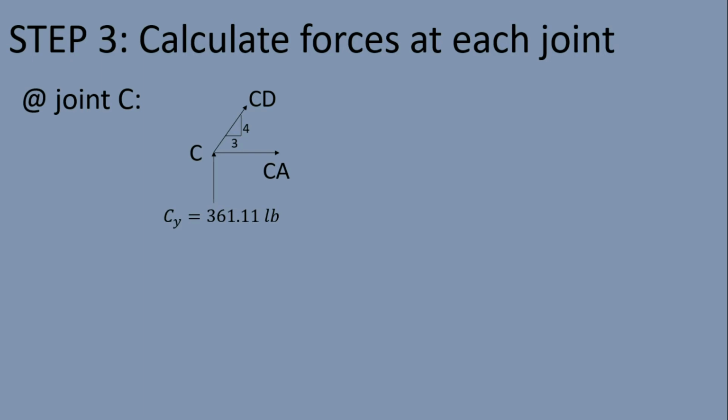So, given na yung CY natin na upward siya at 361.11 pound. So, yung CA natin at CD assumption natin, parehas silang tension at point C. No? Ibig sabihin, palayo from the point C or pahatak sila. No? Then, we have rise over run na 4 over 3. So, the slope or the hypotenuse will be 5.